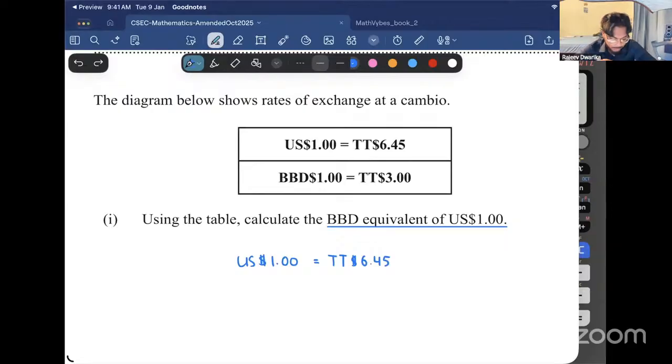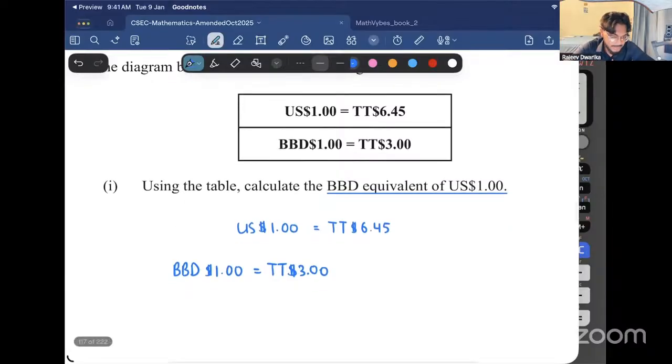So let me help you out a little bit, right? We know that BBD $1 is equal to TT $3, yeah? Yes, sir. Alright. What we should do is find how much 1 TT dollar is in terms of BBD, and you'll see why I'm saying that. So if I wanted to find what 1 TT is in terms of BBD, what should I do? I know that 3 TT is equal to 1 BBD. So how would I find 1 TT here?